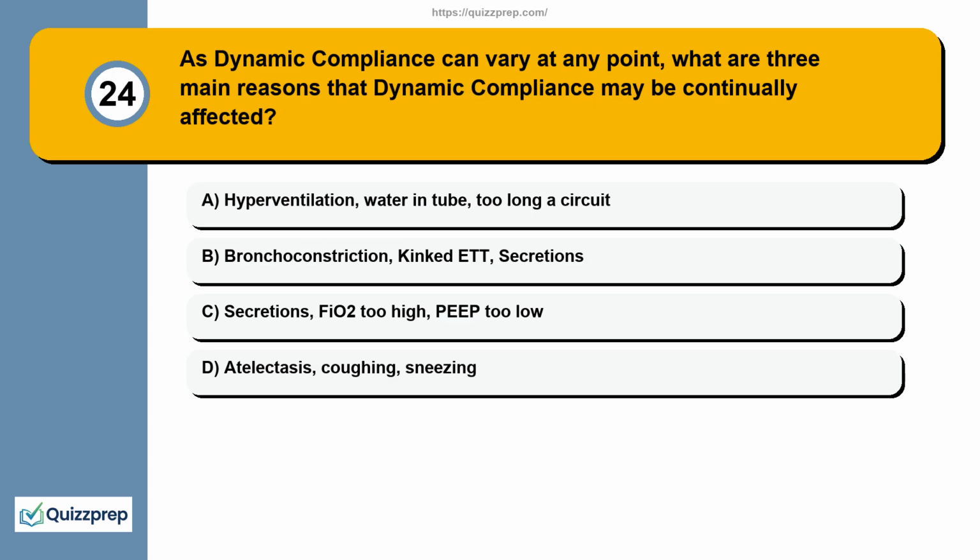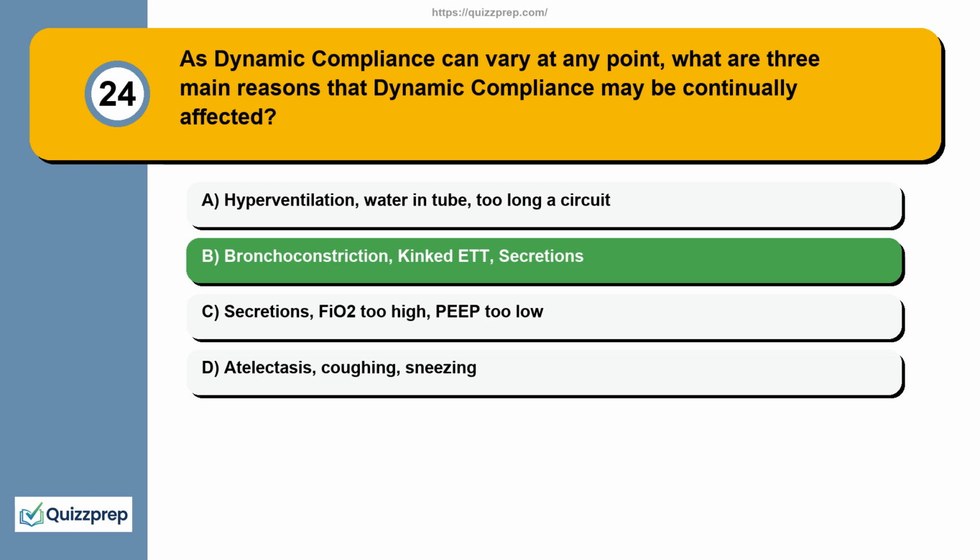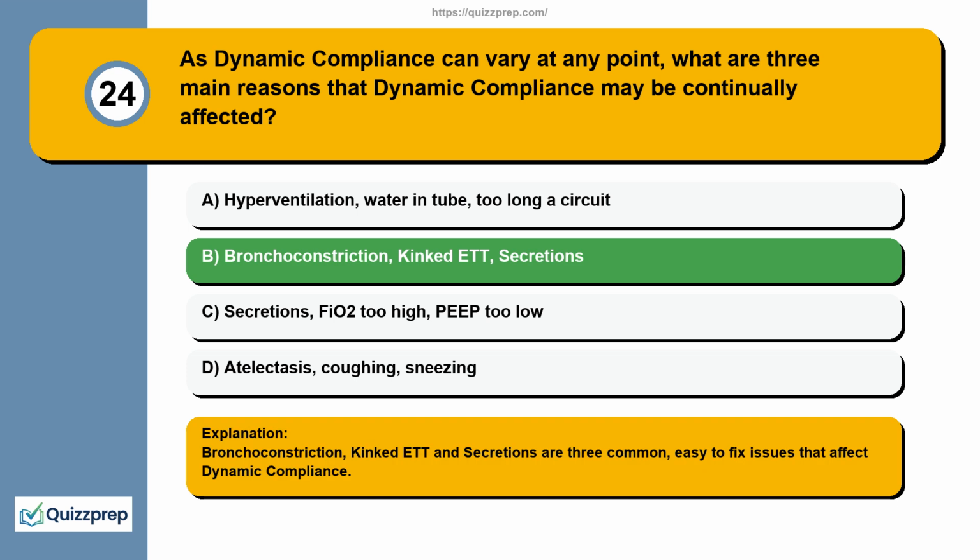Question 24. As dynamic compliance can vary at any point, what are 3 main reasons that dynamic compliance may be continually affected? Hyperventilation, water in tube, too long a circuit. Bronchoconstriction, kinked ETT, secretions. Secretions, FiO2 too high, PEEP too low. Atelectasis, coughing, sneezing. Bronchoconstriction, kinked ETT and secretions are 3 common, easy to fix issues that affect dynamic compliance.